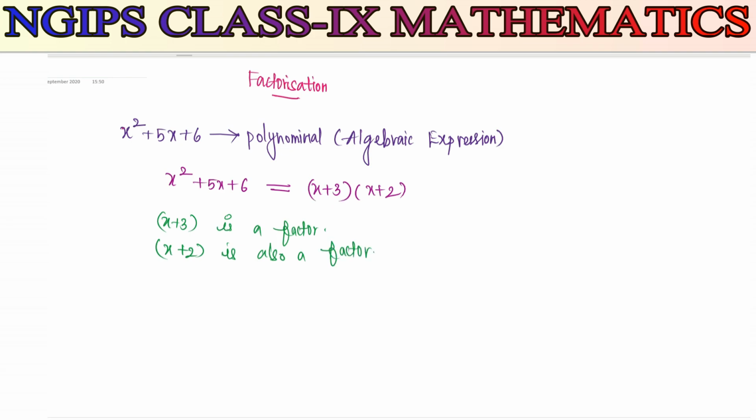Okay, now once again I am going to explain the definition of factorization. When a polynomial or algebraic expression can be expressed as a product of two or more expressions, each of these expressions we call a factor. So x plus 3 is a factor, and x plus 2 is also a factor. The process of writing an expression in the form of terms or brackets multiplied together: x square plus 5x plus 6. Now this expression we can write in the form of terms or brackets multiplied together.